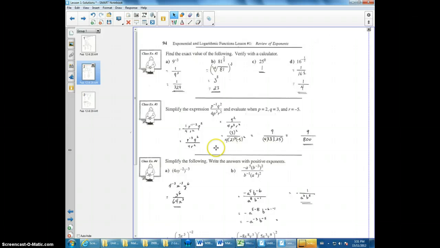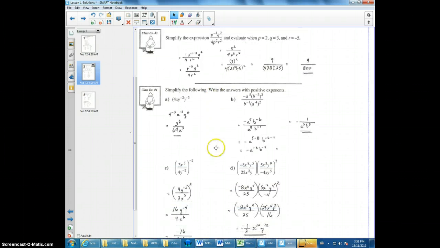Okay, let's try class example number 4 now. Simplify, and what I'd like you to do is, so 4 times x times y to the negative 2, all to the power of negative 3. Well, the negative 3 would go to the 4, the negative 3 would go to the x, and the negative 3 goes to the y.